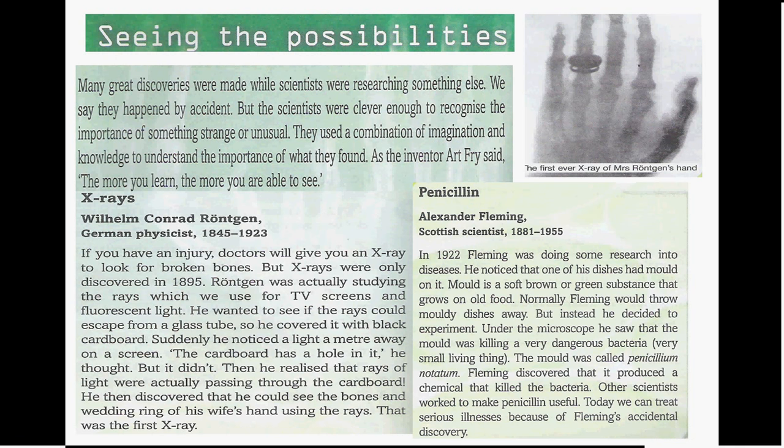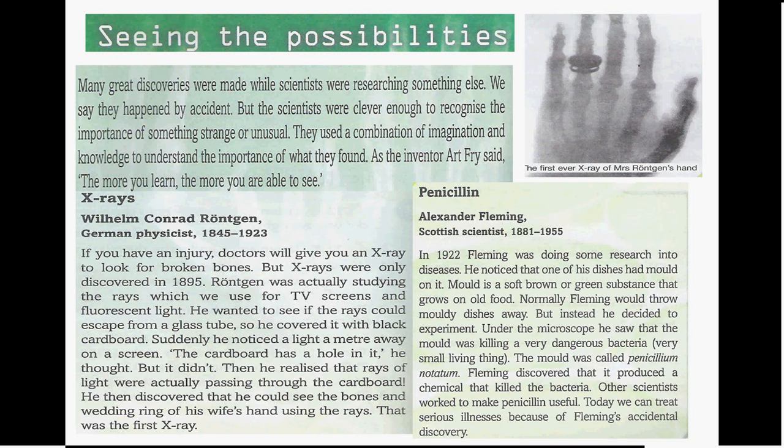He wanted to see if the rays could escape from a glass tube, so he covered it with black cardboard. Suddenly he noticed a light a meter away on a screen. The cardboard has a hole in it, he thought, but it didn't. Then he realized that rays of light were actually passing through the cardboard. He then discovered that he could see the bones and wedding ring of his wife's hand using the rays. That was the first X-ray.